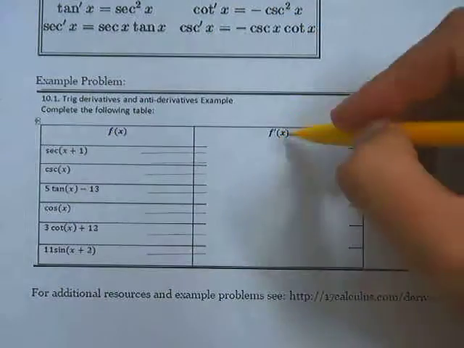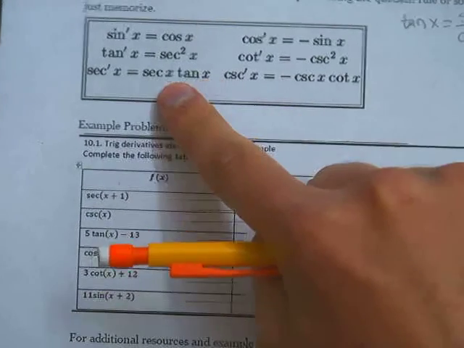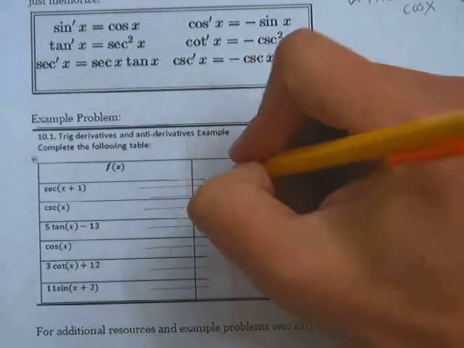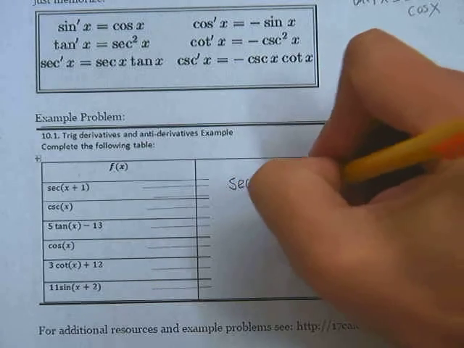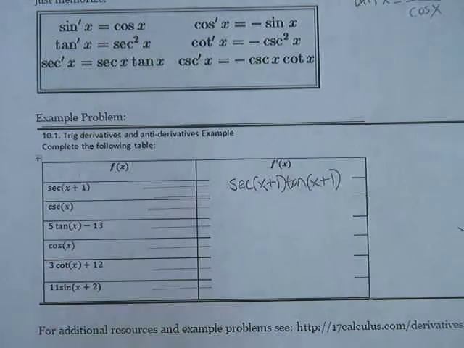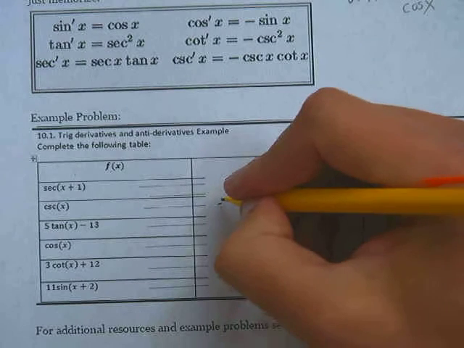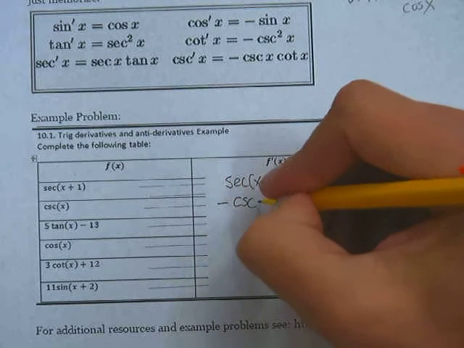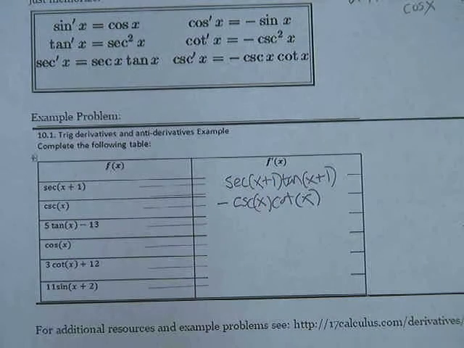So these are the original functions, these are the derivatives. Secant of x plus 1. Well, secant's derivative is just secant tangent, so we're going to do secant of x plus 1, tangent of x plus 1. Remember to plug in what's inside your parentheses in both spots. All right, cosecant derivative is just negative cosecant cotangent, so we do negative cosecant x cotangent x. Notice this is a lot easier when you have the table right above you. You're going to have to memorize this if you take the quiz.